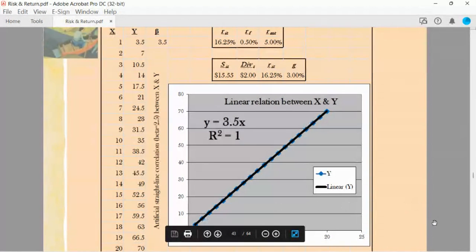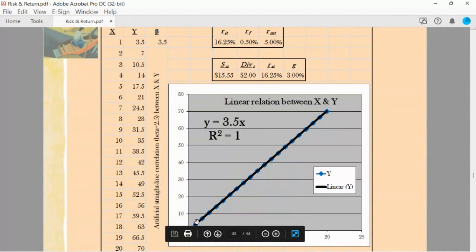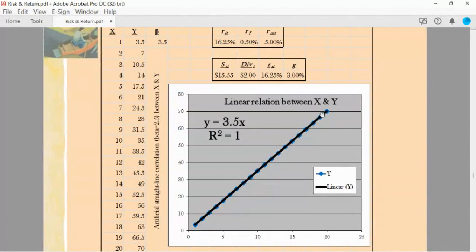If you plot it, those blue dots are the plots. When x is 1.5, 2, 3, 10.5, they all fall neatly on a straight line. And they say this is a linear function. A linear function is f of x, a function of x, or y equals 3.5x.